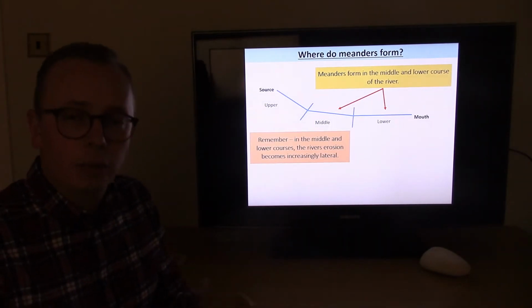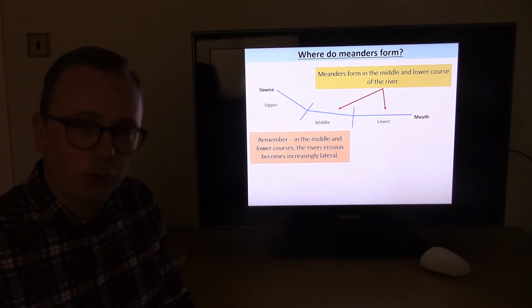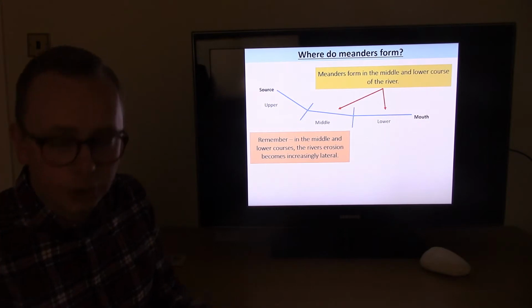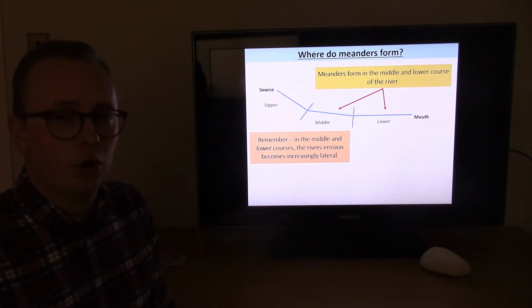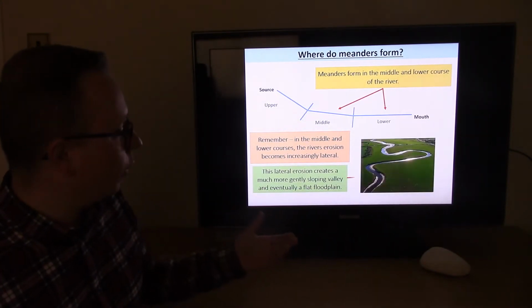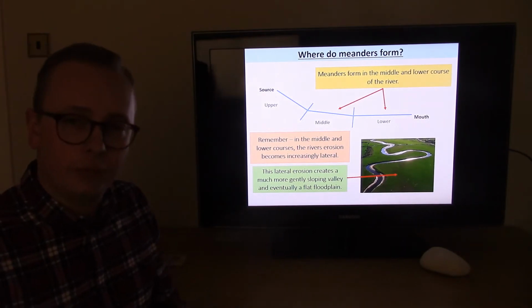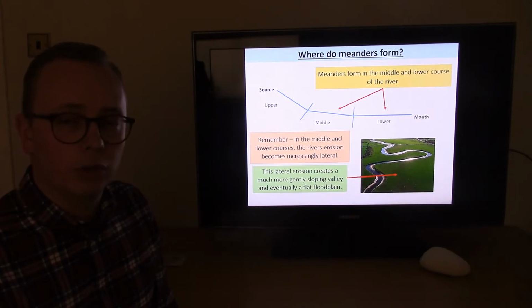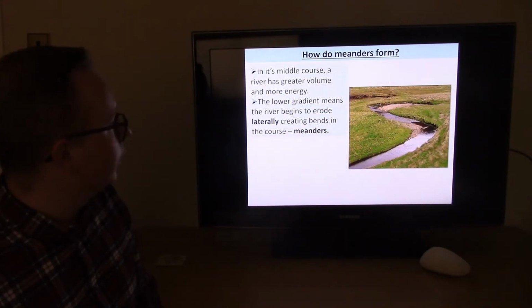Now meanders form in the middle and lower course of the river, and that's because as gradient has decreased, erosion now becomes increasingly lateral, side to side, so more erosion on the banks of the river, causing it to start to bend in its course. And it's also why the valley here is much flatter and eventually becomes flat with a floodplain in the lower course of the river.